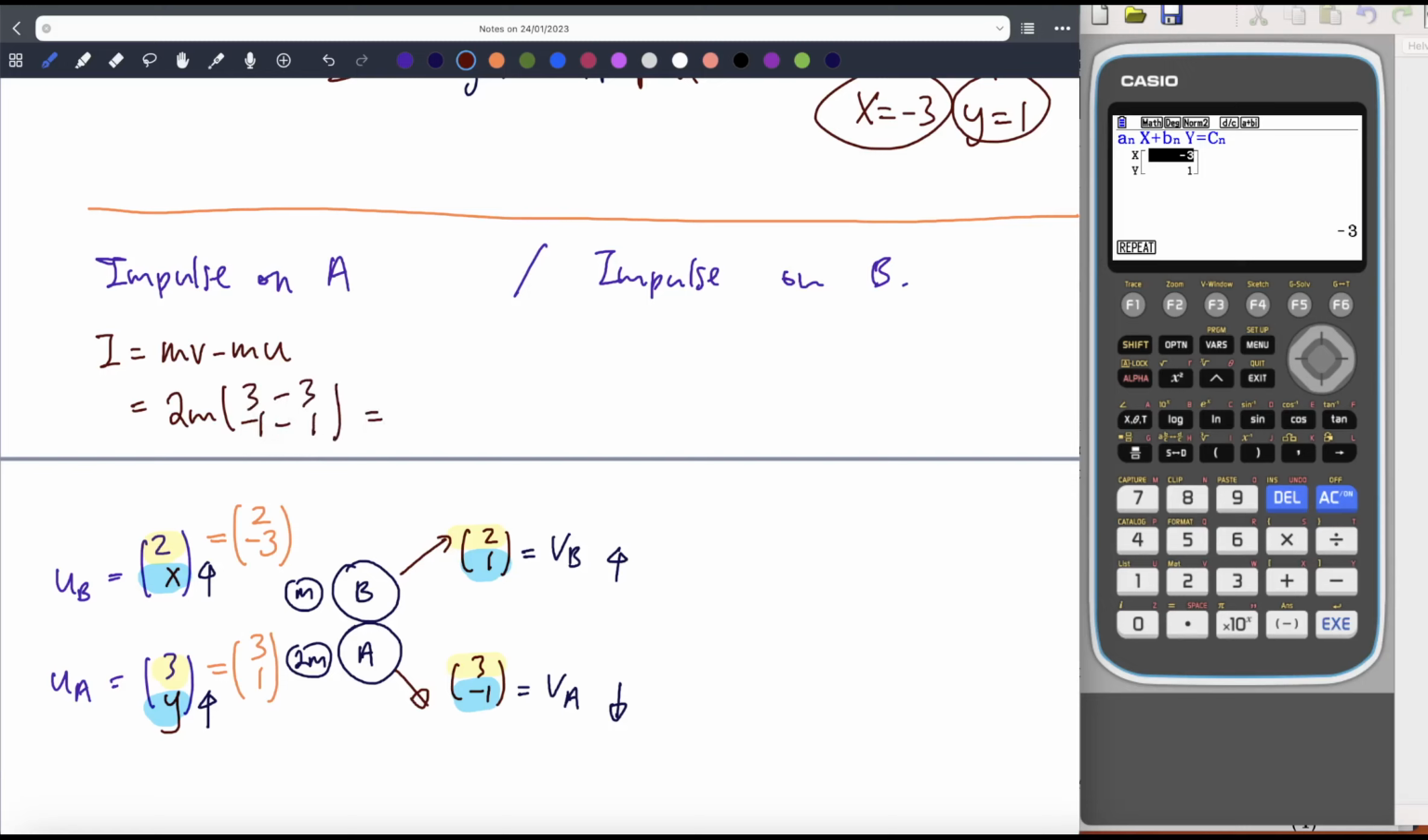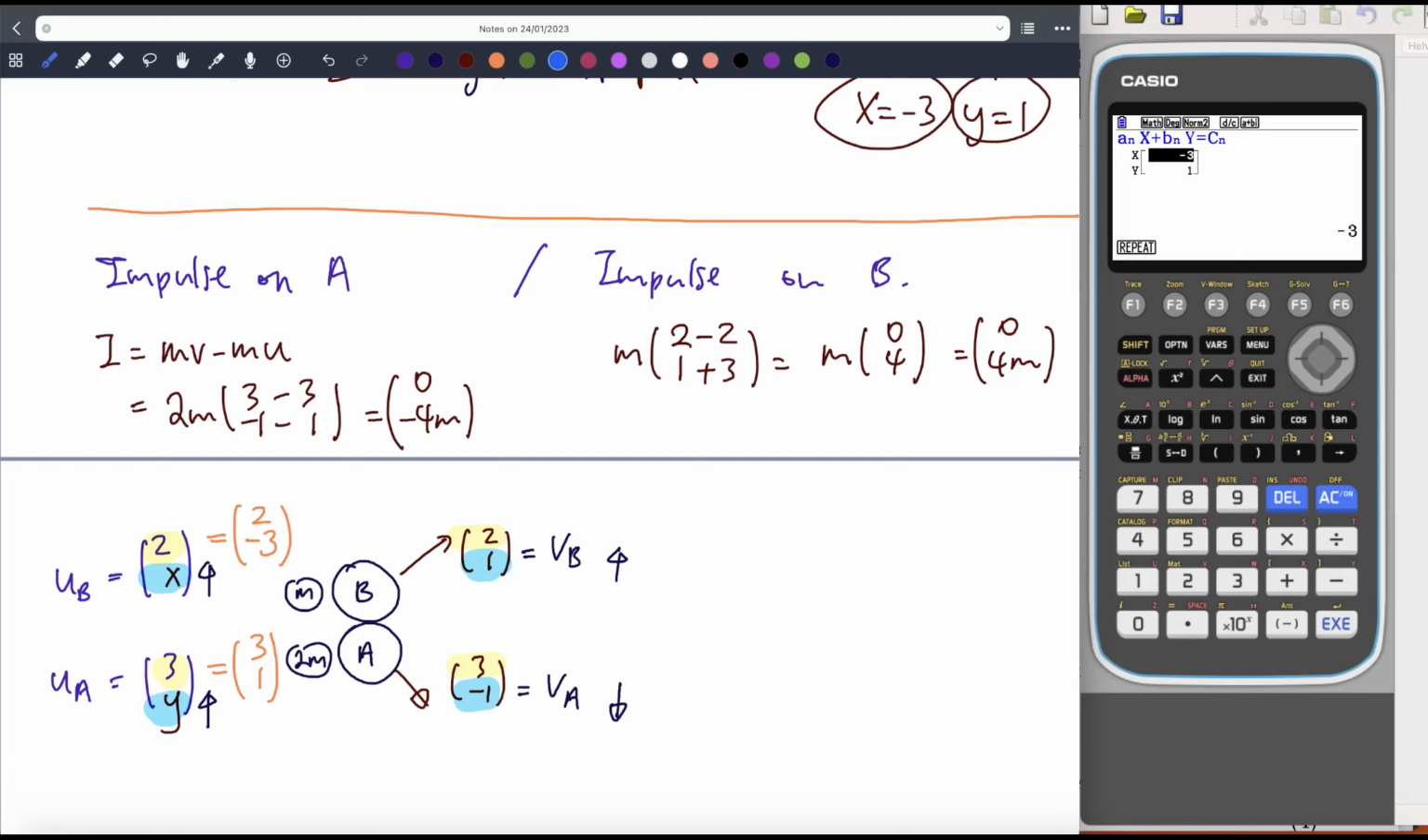So that gives you (0, -4m). If you do it for the impulse on B, you've got m bracket (2, 1) taking away (2, -3). In our case, we've got m bracket (1 minus -3), which is 1 plus 3. So we've got 4m in the j direction, and we can clearly see they're equal and opposite.